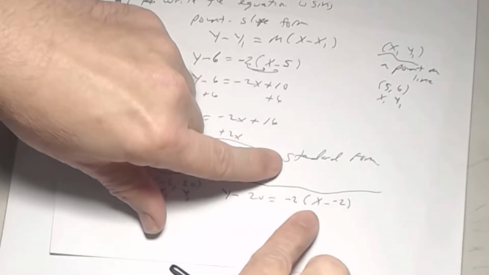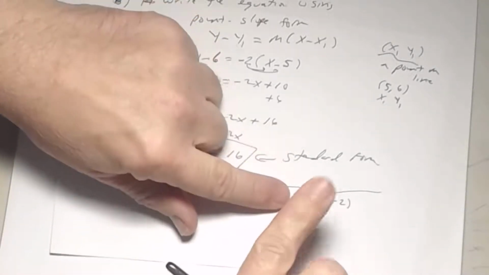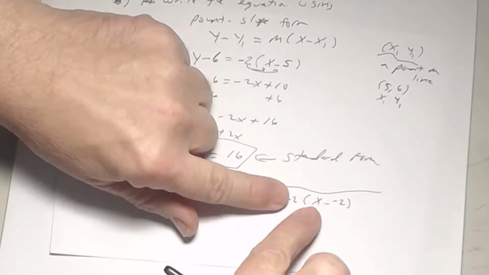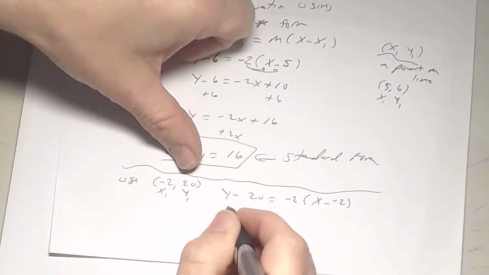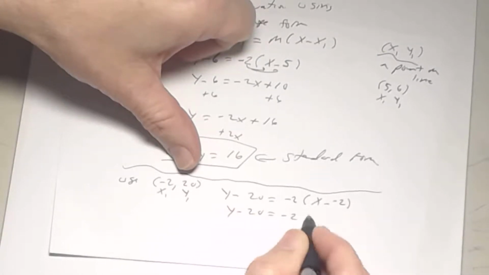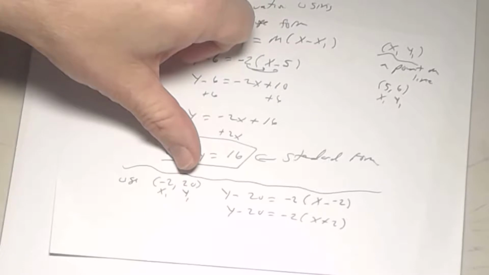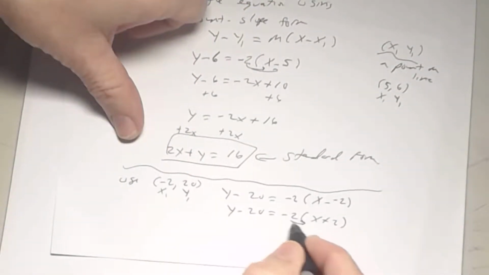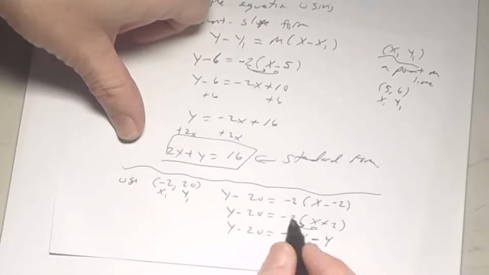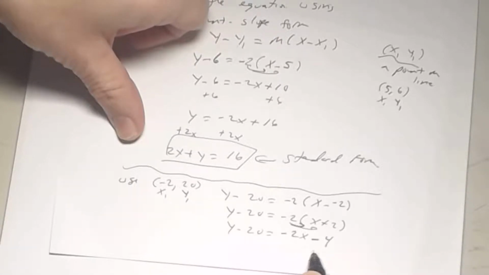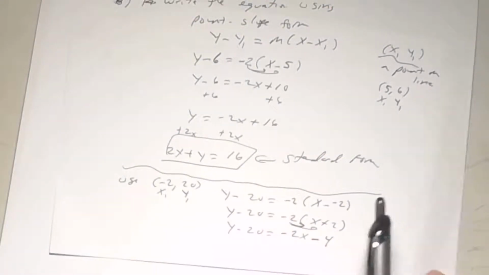If you distribute now, you're going to mess up. Before you distribute, write x subtract negative 2 as what? X plus 2. Okay, so you need to do that. So y minus 20 equals negative 2 times x plus 2. Now do what? Distribute. So I get y minus 20 equals what? Negative 2x minus 4, right? A negative times a positive is a negative. You see how you can easily mess up in certain places? So be careful.